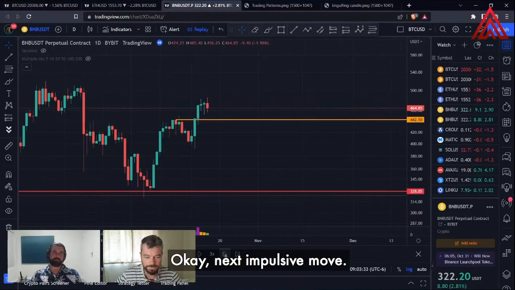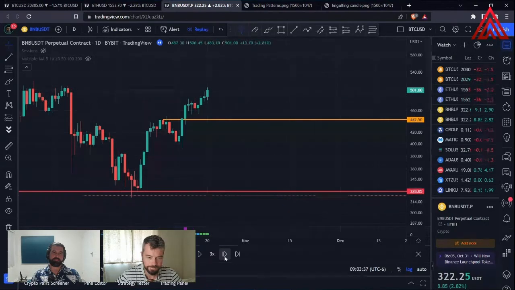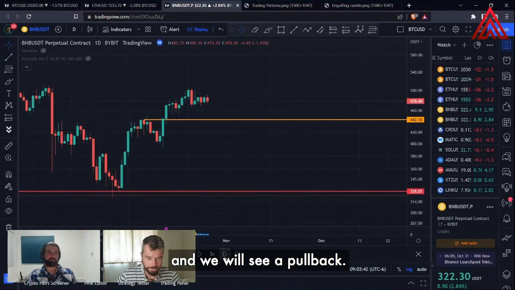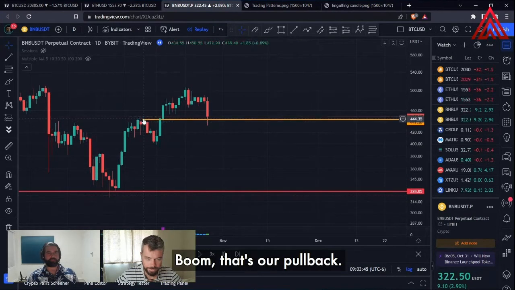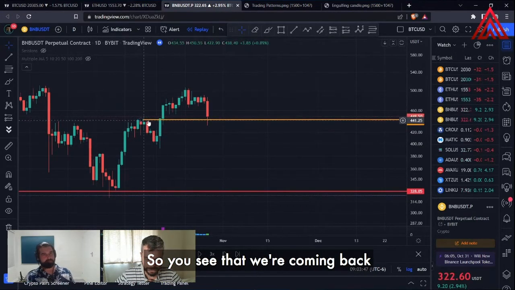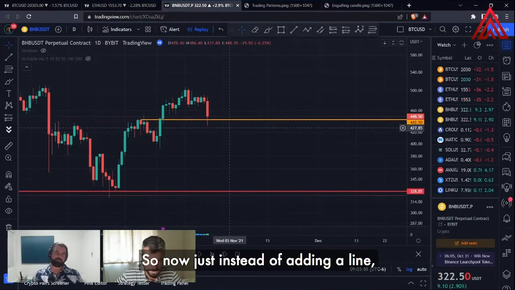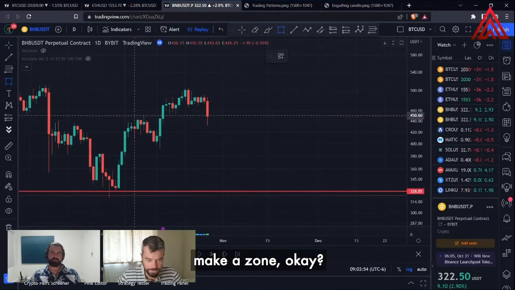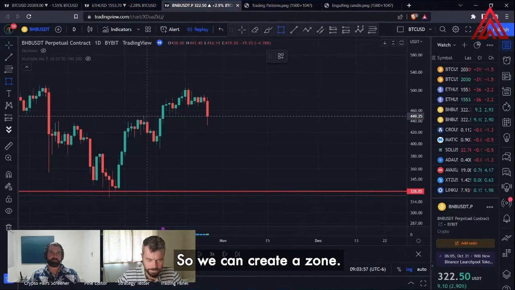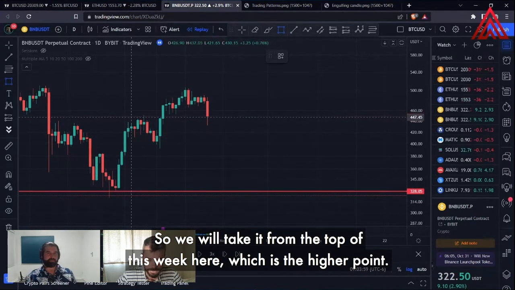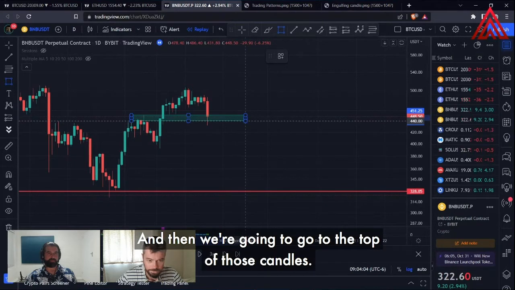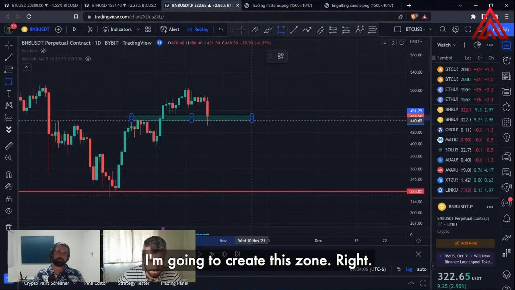Next impulsive move. So we break the previous high, and we will see a pullback. Boom. That's our pullback. You see that we're coming back to our line here. So now, instead of having a line, let's make a zone. We will take it from the top of this wick here, which is the higher point, and we're going to go to the top of those candles, and create a zone.